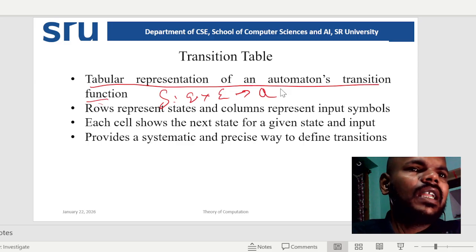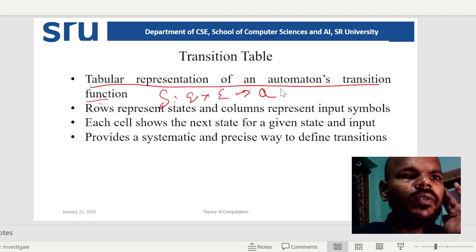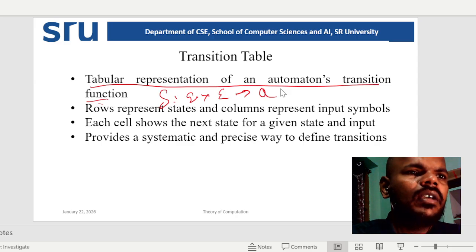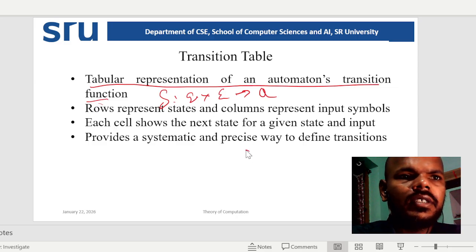So that is a transition table. Don't worry, we will discuss two or three examples so that you will understand better. The rows represent the states. A transition table is one kind of table, right?